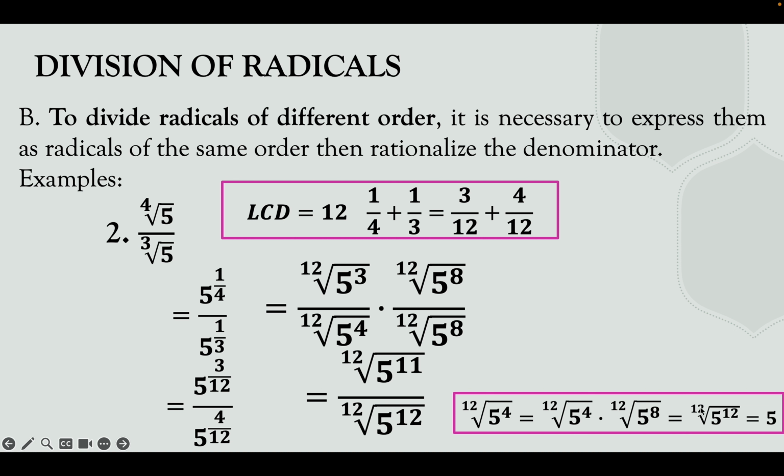So we can eliminate the 12th root and the exponent 12. So the remaining value in the denominator now is 5. So how do we simplify 5 raised to 11? You multiply 5 eleven times. So we have the 12th root of 48,828,125 over 5.